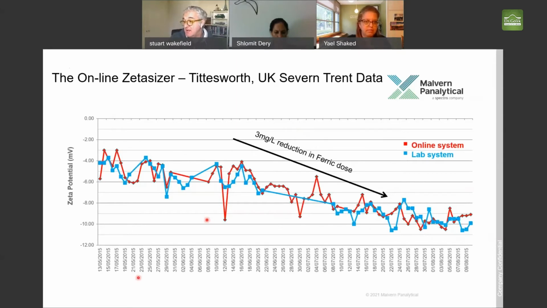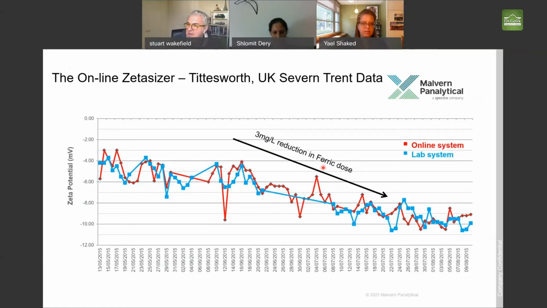So you can see that in 2015, this is going all the way through from May to August, by making these small adjustments to the amount of dosing, they went from kind of -4 as an average to somewhere around -8, -9 perhaps on a Zeta Potential, yet they were still able to achieve the same levels of flocculation and turbidity, etc. But they had seen a reduction of 3 milligrams per liter in chemical, in this case, the ferric sulfate.